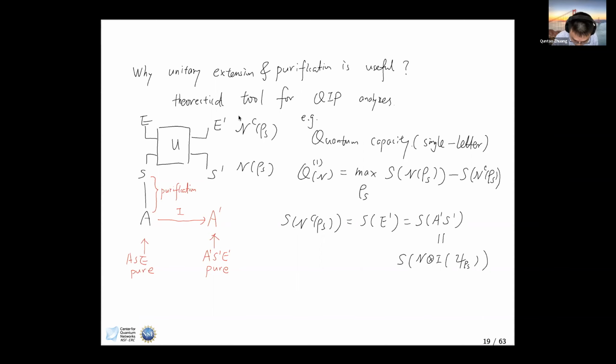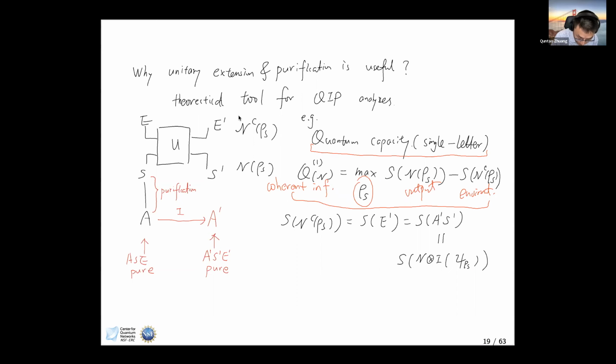So let's consider this quantum capacity calculation, in the single letter way. If you know what this means, that's fine. If you don't know, that's fine, because here all we are giving is just the expression. So this quantum capacity is a maximization over the input state rho S of entropic quantities. Here, this is the von Neumann entropy of the output, and this is the von Neumann entropy of the environment. All you need to do is calculate the entropy difference to get the so-called coherent information. Then you maximize over the input state, and you get the quantum capacity of a single shot.